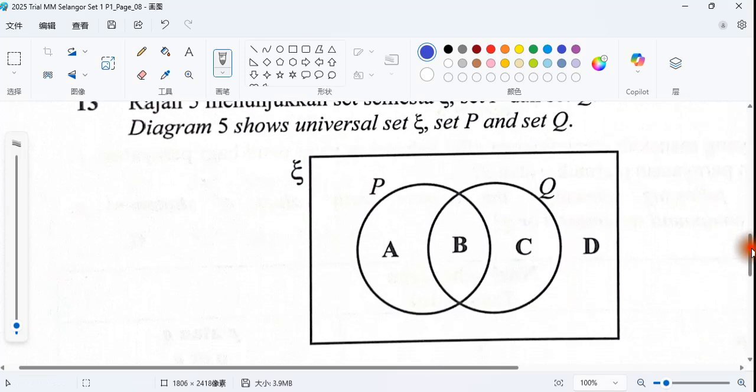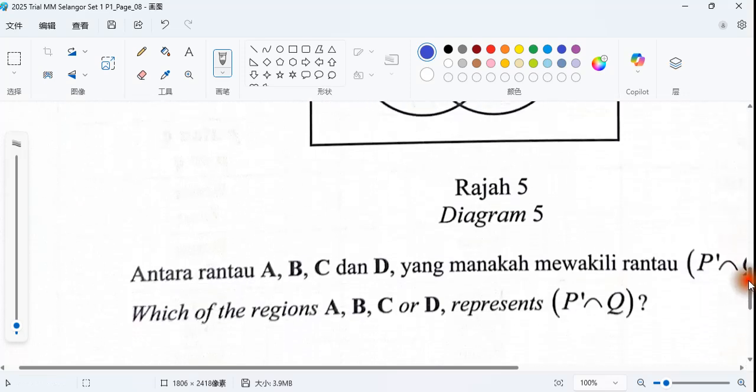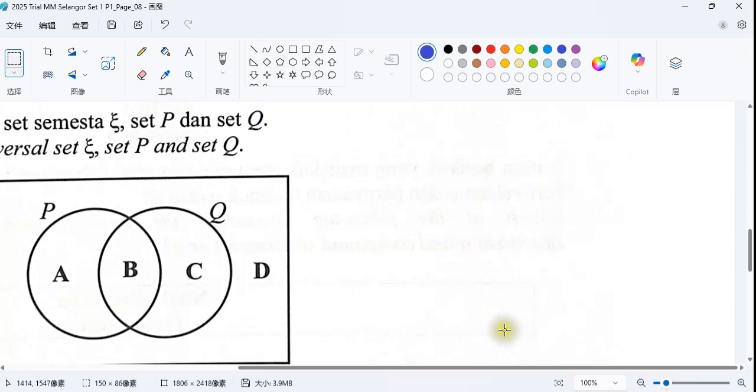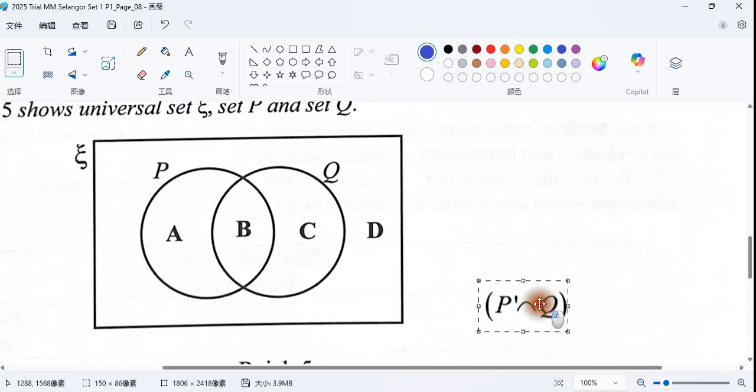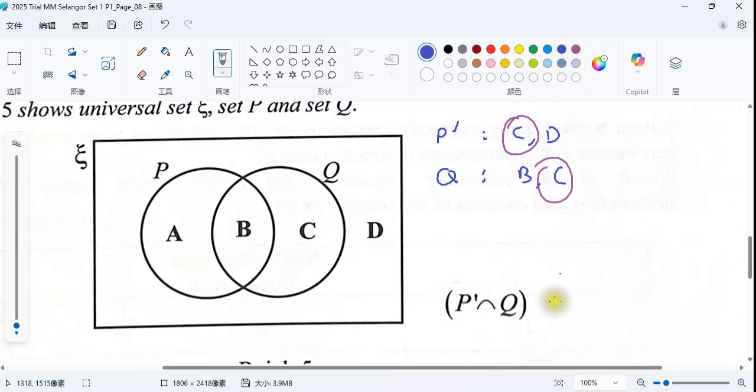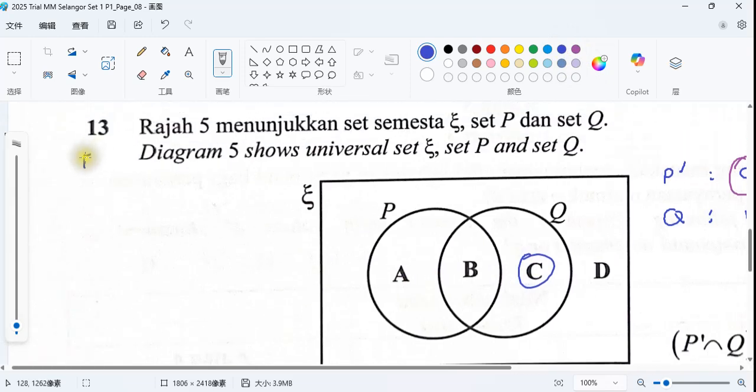Okay. Question number 13. So universal set, P and Q. Which of the regions represents P prime intersect Q? So we want to find P prime intersect Q. So P prime, outside P, we have C and D. And then Q, we have B and C. So in the set between these two will be C. So the answer is C. Okay, this is Form 4, Chapter 4, Operation on Set.